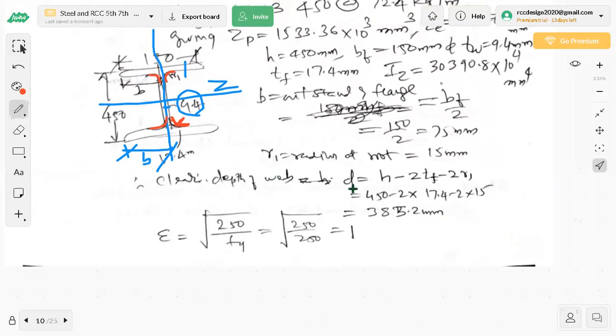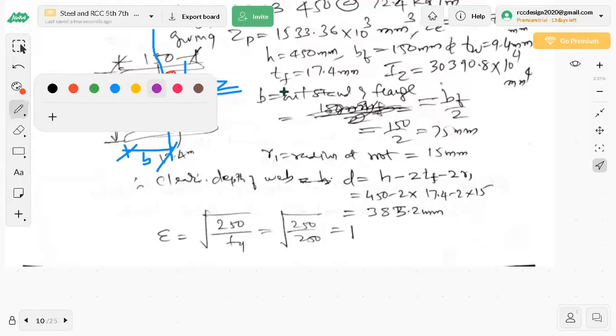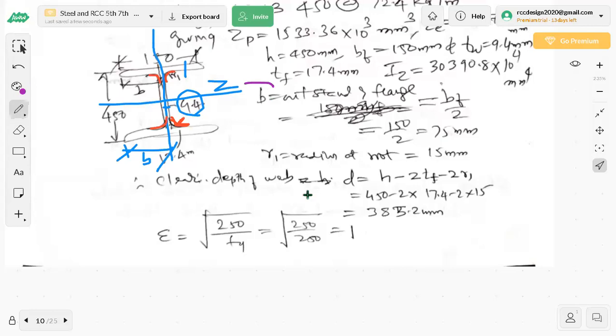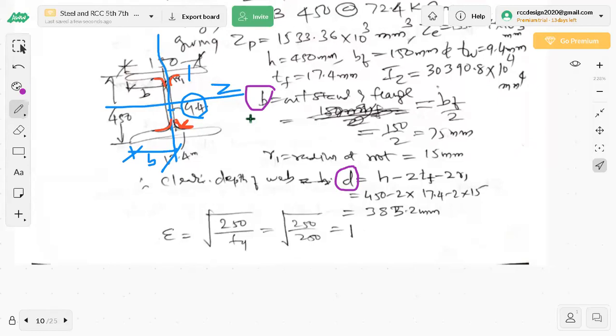Clear depth d. I need the values of d and b before I use that table in the steel tables, I mean IS 800. I need to calculate this one and this one. You have to understand these two properly, then only you will decide whether the section is plastic or semi-compact or whatever. Let us see that one. b, you try to understand. b is nothing but BF by 2.